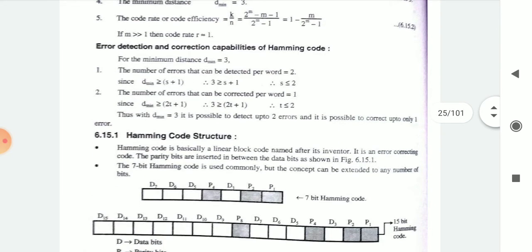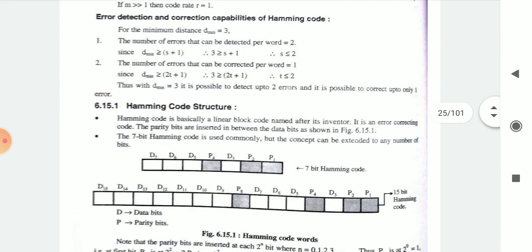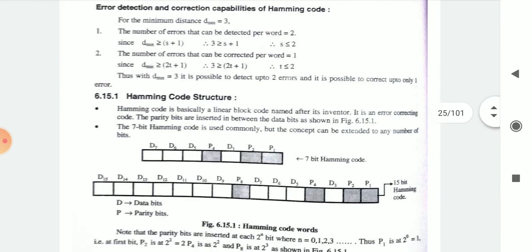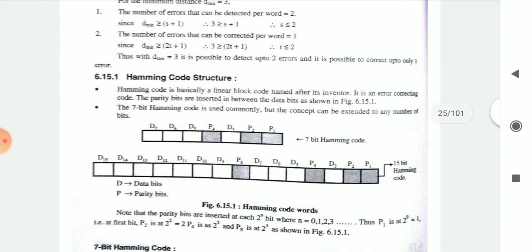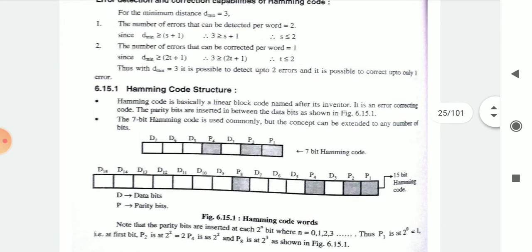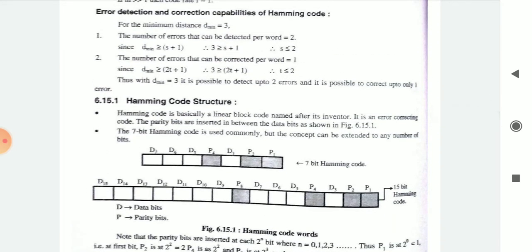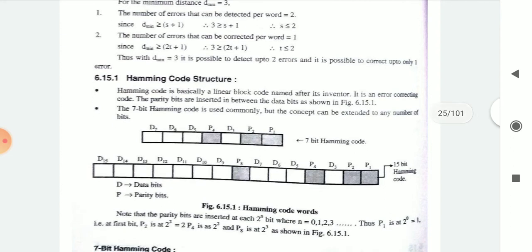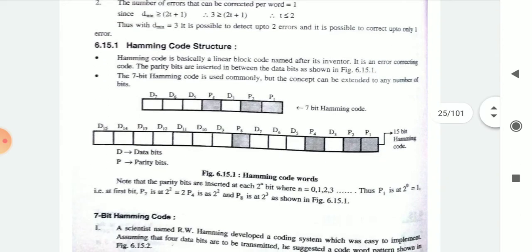This is the error detection and correction capability of Hamming code. The number of errors that can be detected per word is equal to 2, since d min is greater than or equal to s plus 1. Therefore 3 is greater than or equal to s plus 1. Therefore s is less than or equal to 2. The number of errors that can be corrected per word is equal to 1.